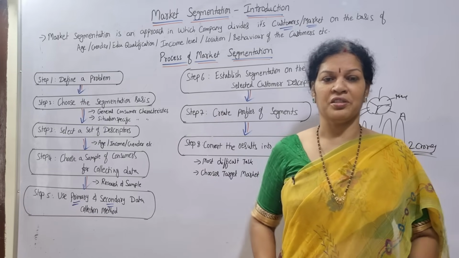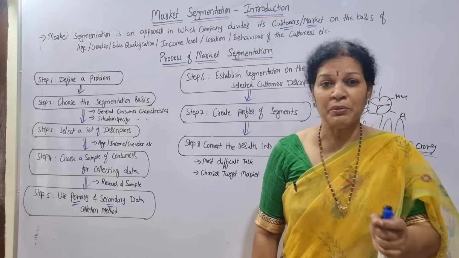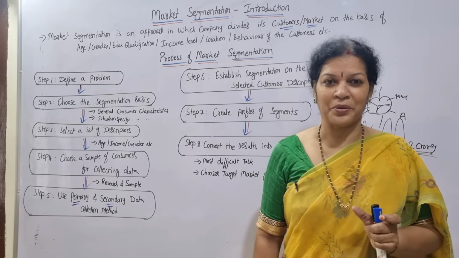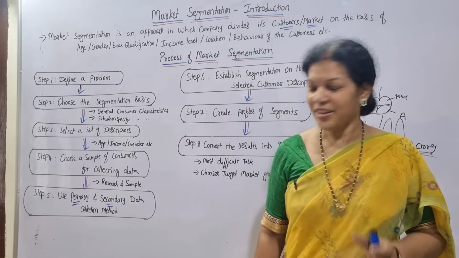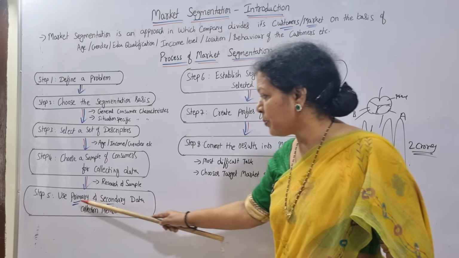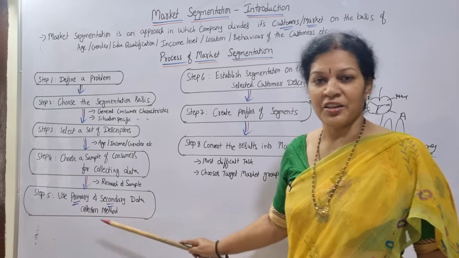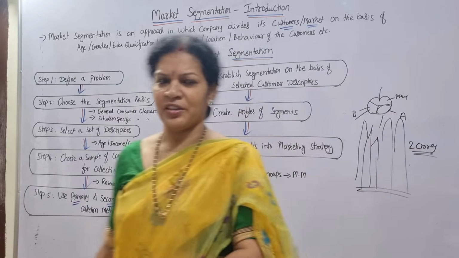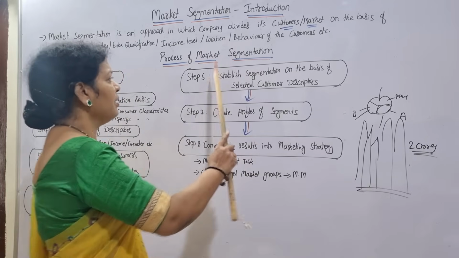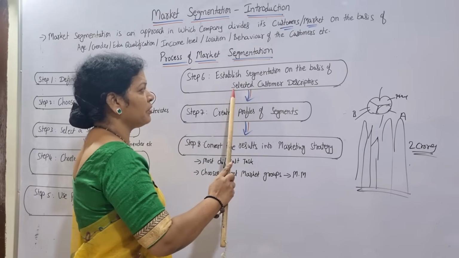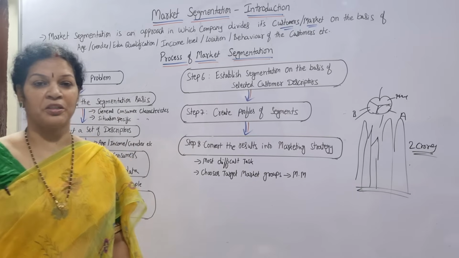Use both the data, because we want to get proper, correct, accurate results. That is why in step number 5 they are saying to use primary and secondary data collection methods. Use both data and go for the collection. Then coming to the sixth point. Sixth point is establish segmentation on the basis of selected customer descriptions.